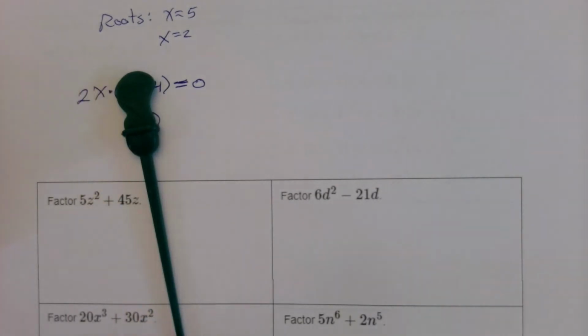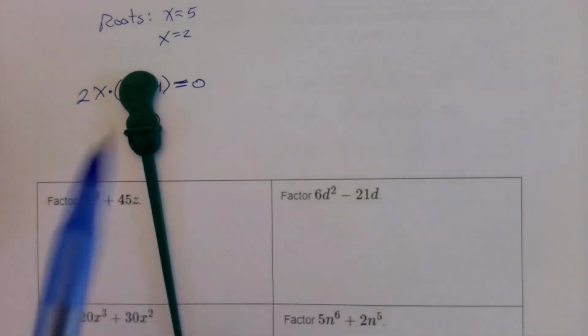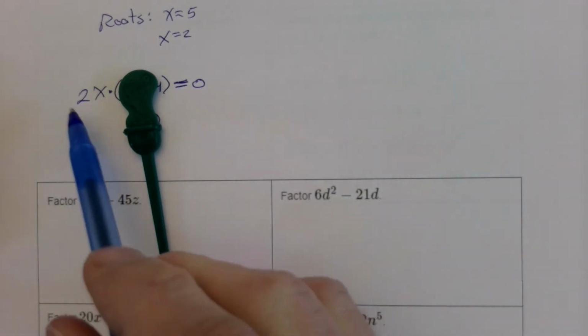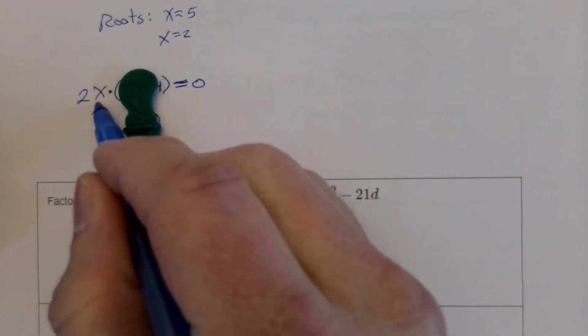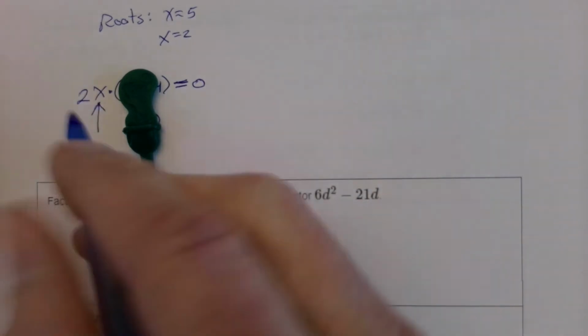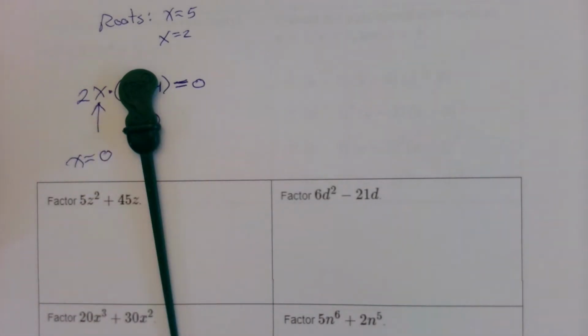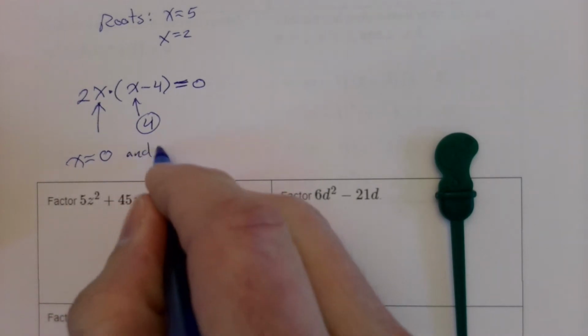Then when we looked at the other one, we said, okay, well, if this factor, 2x, is equal to 0, it must be the case that x itself is 0 because 2 times 0 is 0. And this is sometimes harder for students to see, but there's your other root, x equals 0. So we have x equals 0 and x equals 4.